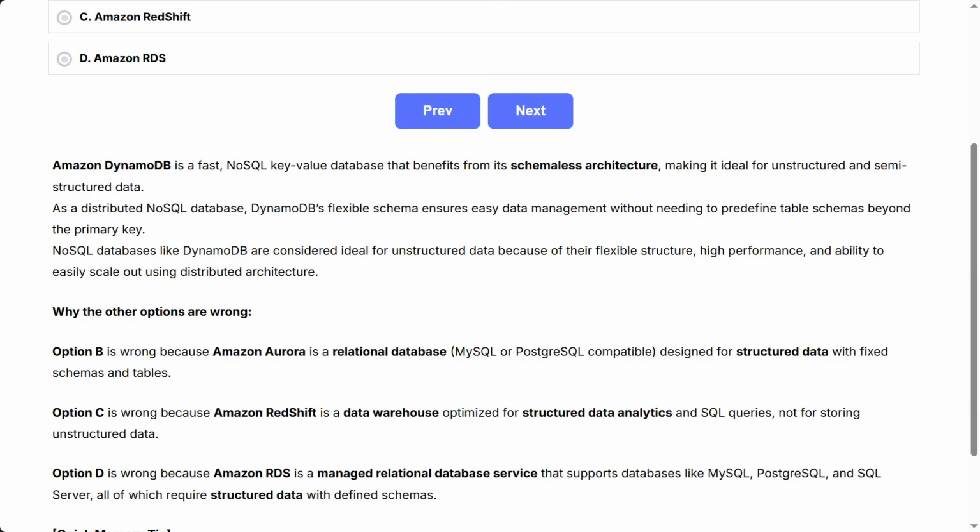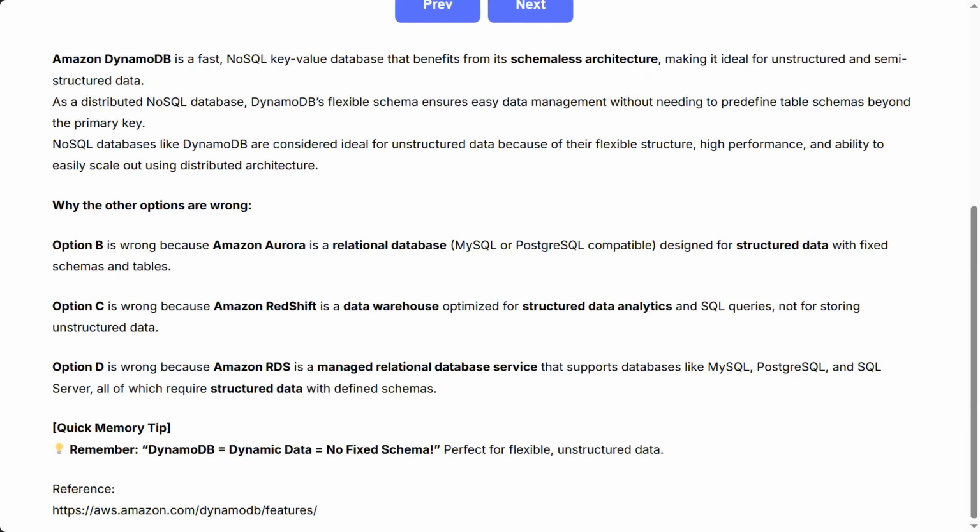Why the other options are wrong? Option B is wrong because Amazon Aurora is a relational database, MySQL or PostgreSQL compatible, designed for structured data with fixed schemas and tables. Option C is wrong because Amazon Redshift is a data warehouse optimized for structured data analytics and SQL queries, not for storing unstructured data.